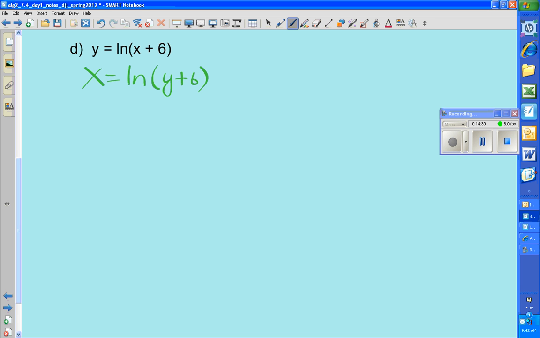All right? So how can we use the definition of a log on this one? You're raising a power, and you do. You can switch it to e to the power of x is equal to y plus 6. So we're making the loop right here. e to the power of x is equal to y plus 6. That's the definition of a log. Okay, so e to the x minus 6 is equal to y.